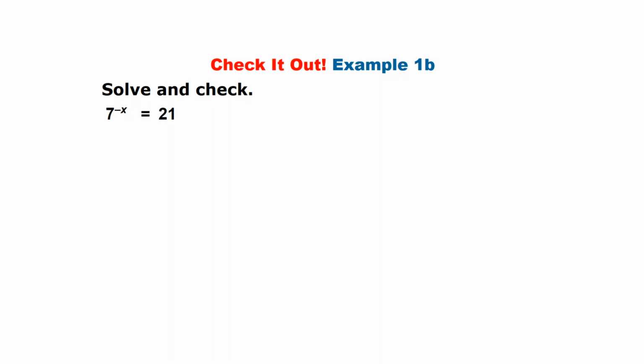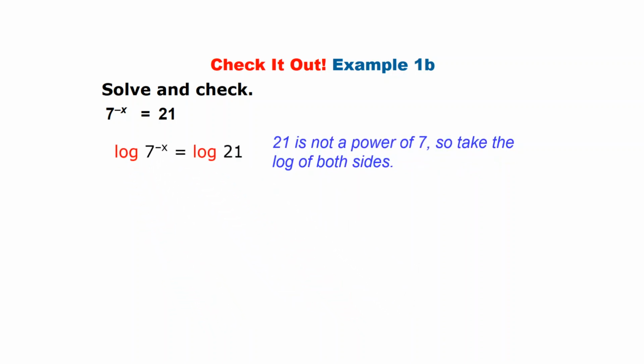All right, so you should have noticed on this one, it's a little bit more challenging. The first thing you may have noticed is that 21 is not a power of 7. So we're going to need to take the log of both sides. That just means multiply log on one side, and if you multiply log on the other, you keep your equation equal.